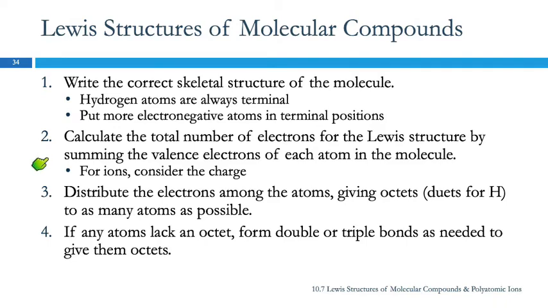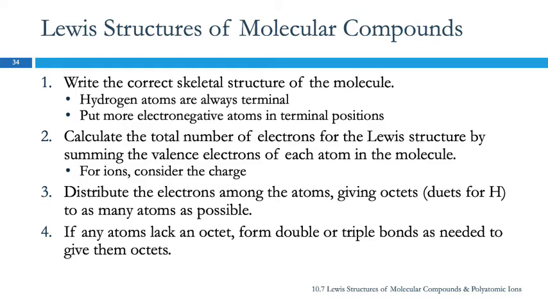Next, you calculate the total number of electrons for the Lewis structure by adding up the valence electrons for each atom. So just add them up. If you have an ion, it has a charge. So if it has a -2 charge, that means you add 2 electrons. With a +3 charge, you subtract 3 electrons.